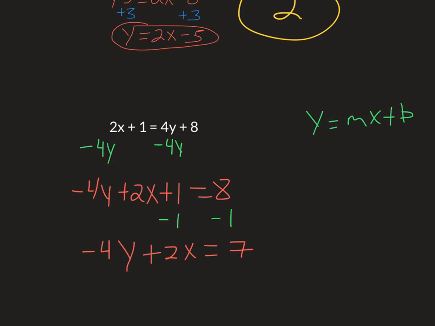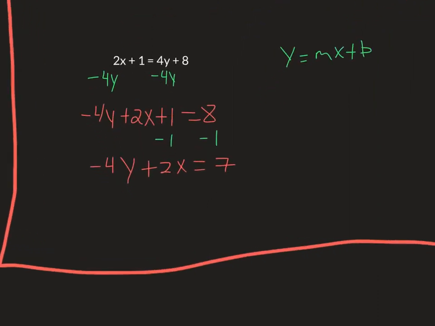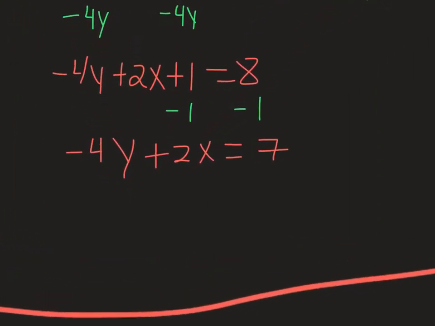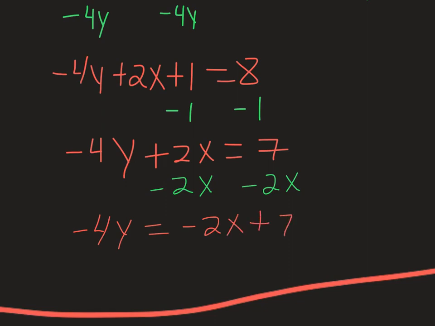Then, let me zoom out a little bit. Then, make sure we're in green, we're going to have to subtract 2x from both sides. And when we do that, we're going to get negative 4y is equal to negative 2x plus 7. And then finally, our last step is we need to get y completely by itself. And we're going to do that by dividing both sides by negative 4.